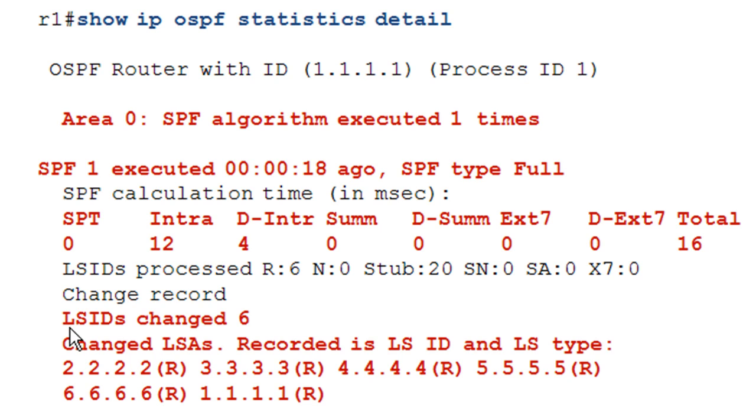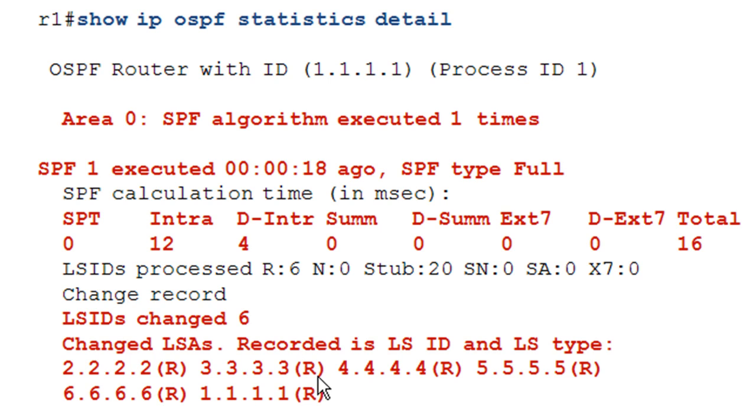Here's the details of the change record. We had 6 LSIDs that were changed. LSIDs are going to basically be your router IDs. And here you go, you can see the 6 here. It's going to show you the last 10. So if this number was 15, it wouldn't show all 15. It would show only the 10. And you can see here, these are the router IDs for each of the routers 1 through 6.